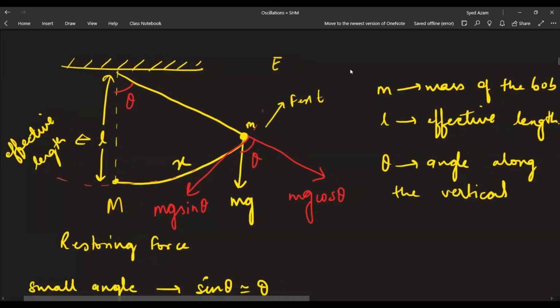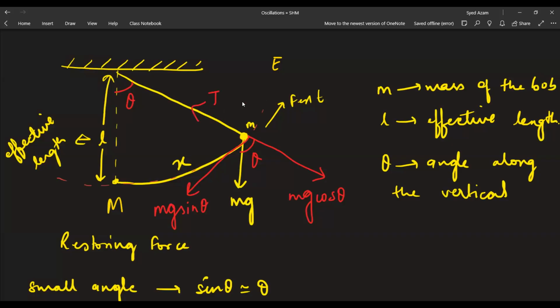So m is the mass of the bob, L is the effective length, theta is the angle along the vertical. The pendulum sweeps this angle when it is swinging between the mean position and the extreme position, right? And the restoring force is trying to bring it back. We have one more thing, class: tension will also act. It's a string, so tension will also act.